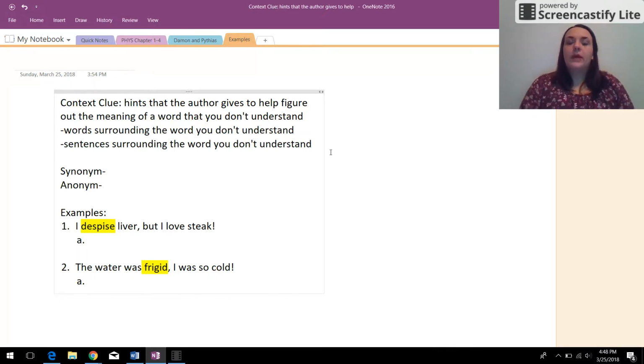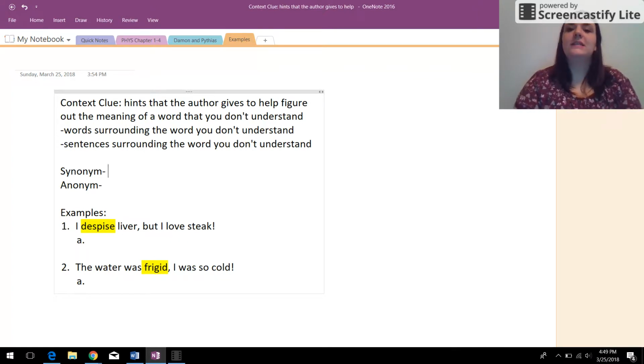Because oftentimes when we're reading, we don't pick up on a context clue until we get to the word that we don't understand. And so we've got to go back, reread, and try to figure it out. Make sure you understand the words before and after, and that's going to help you understand the word that you don't get. There's a few different types of context clues, but we're going to talk about two.